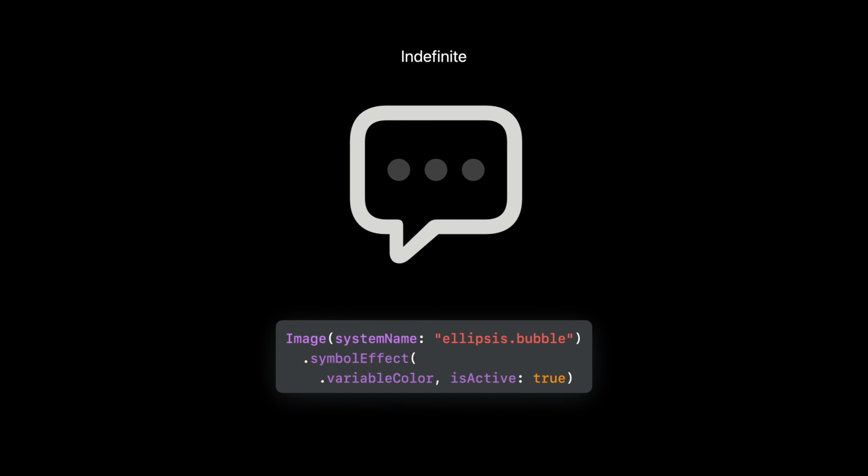To add one of these effects to an SF symbol, use the symbol effect modifier with an isActive parameter. Whenever this argument value is true, the effect will run.